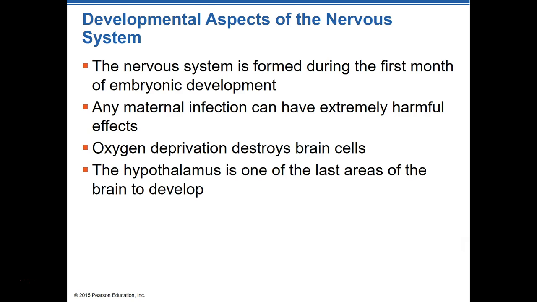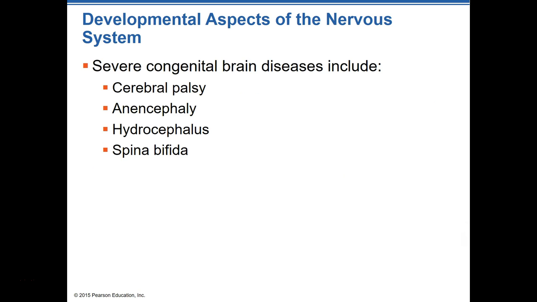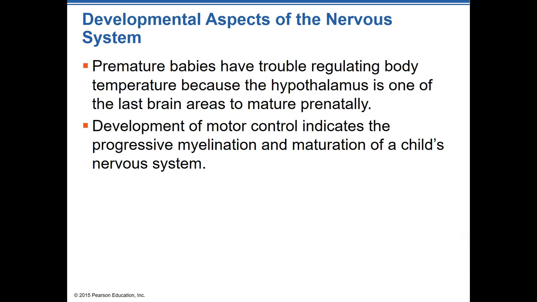Oxygen deprivation destroys brain cells, obviously. One of the last areas to develop is the hypothalamus, actually. There are several brain diseases that can affect the nervous system. Cerebral palsy, encephaly, which is swelling in the brain, hydrocephalus, spina bifida, where the spine is not properly fused, but several congenital issues can happen. And premature babies usually have trouble regulating their body temperature because their hypothalamus is really not well developed. This is why with newborns, we have to protect them, not let them get too hot, not let them get too cold. We try to regulate their temperature to keep them just right because their hypothalamus isn't developed enough in order for them to control that on their own.